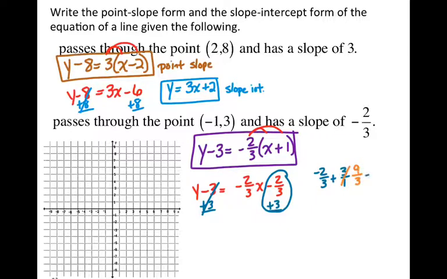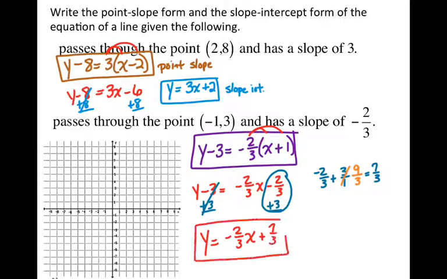Alright, so negative 2/3 plus 3. Make that 3 over 1, and then change it so that your denominator is the same. So if your denominator was a 1 and you're changing it to a 3, you're basically multiplying by 3, so multiply the top by 3. So 3 times 3 gives me 9. And then negative 2 plus 9 is 7, and the bottom stays a 3. So really we have y equals negative 2/3 x plus 7/3, and that is your slope-intercept form. Slope-intercept and point-slope.